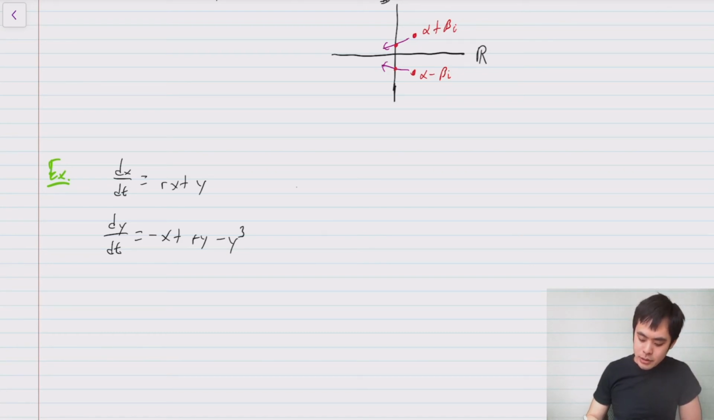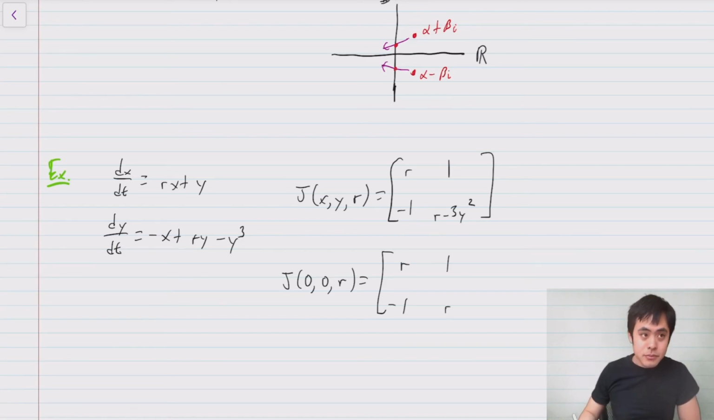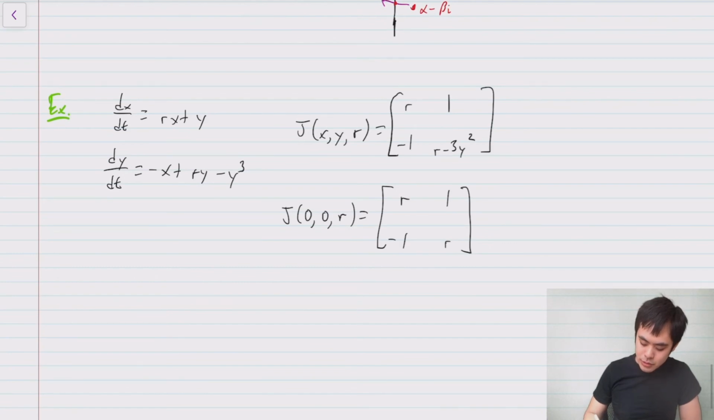Okay? And so this has a Jacobian matrix, J of x, y, r, which is equal to [r, 1; -1, r - 3y squared]. And so at the origin, J of 0, 0, r, oh sorry, why did I put z there? That should be an r. J of 0, 0, r is going to be equal to [r, 1; -1, r]. So the eigenvalues lambda 1 and 2 are equal to r plus or minus i.